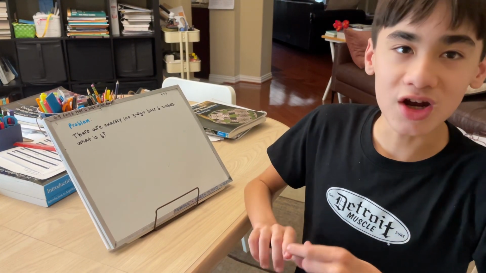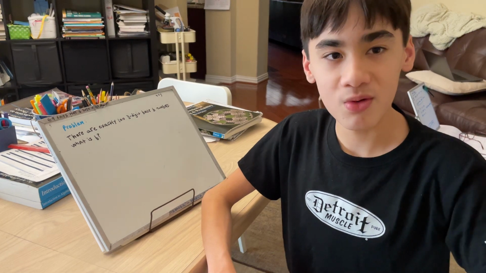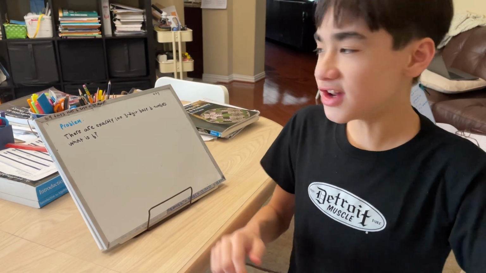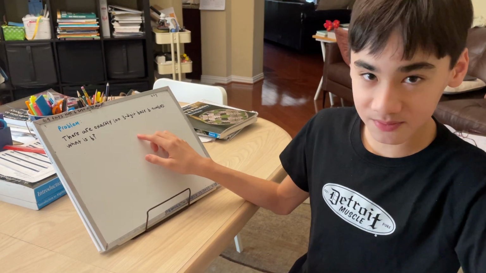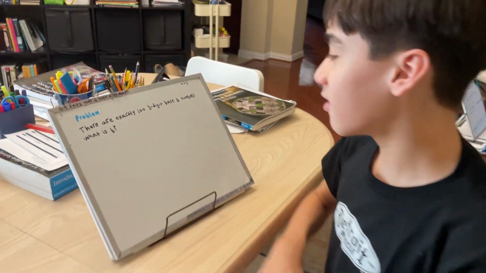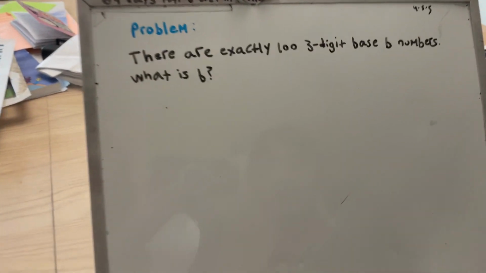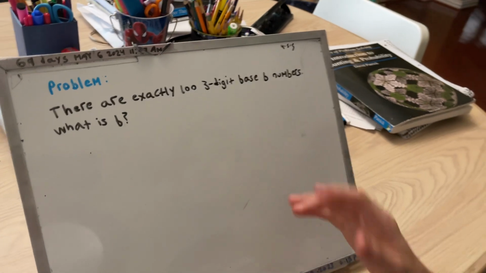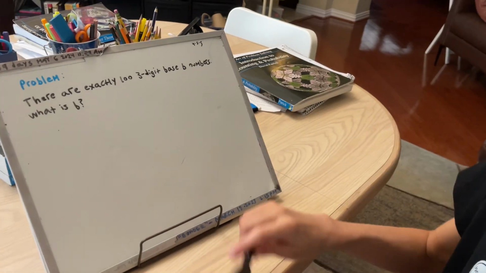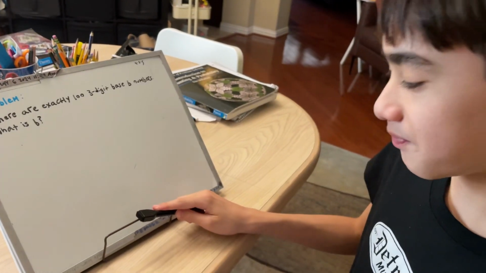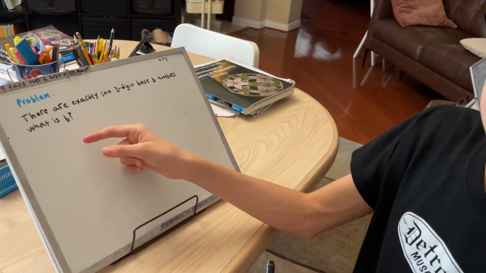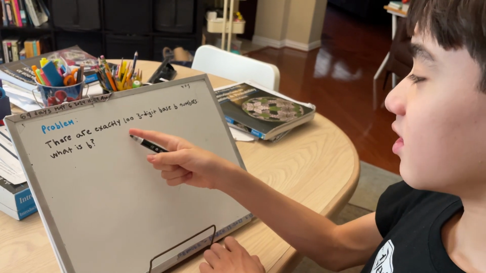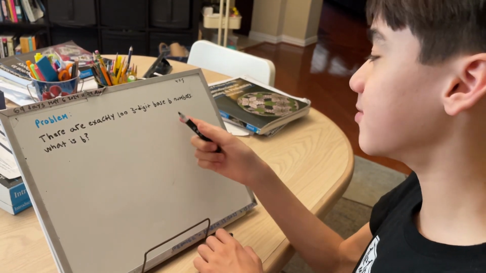So now that we have knowledge of what base n numbers are, where n is like your base 2 or your base 5 or your base 7, let's now dive into this problem. It states, there are exactly 100 three-digit base b numbers. What is b? Where b is some mystery base, like for example, base 6 or base 8. And we're trying to find this mystery base b.